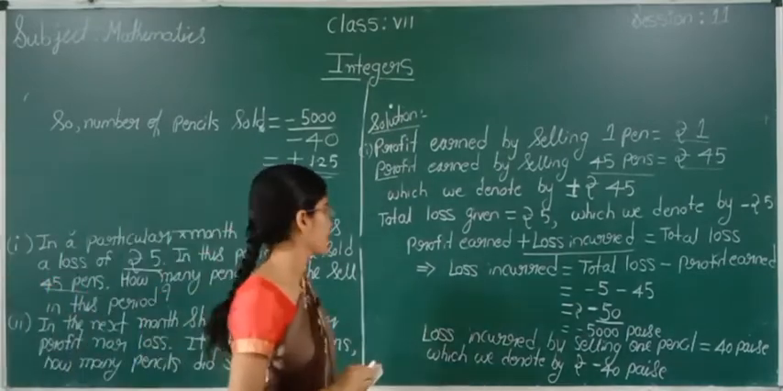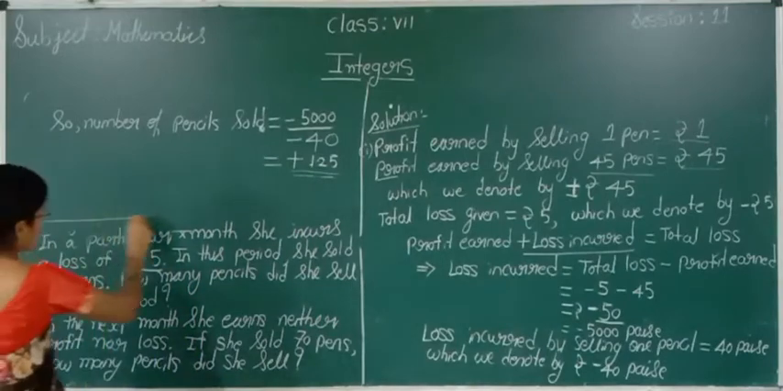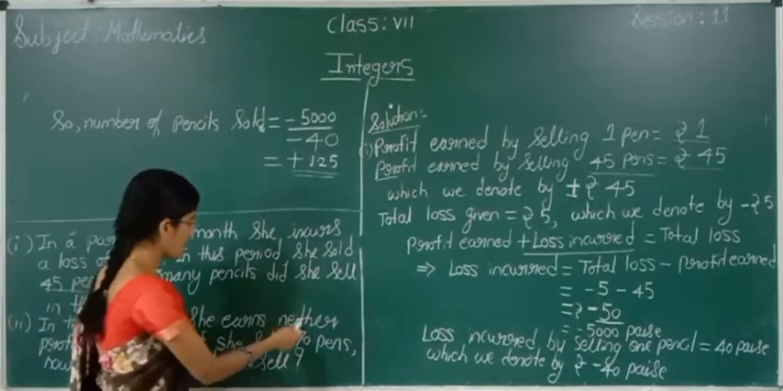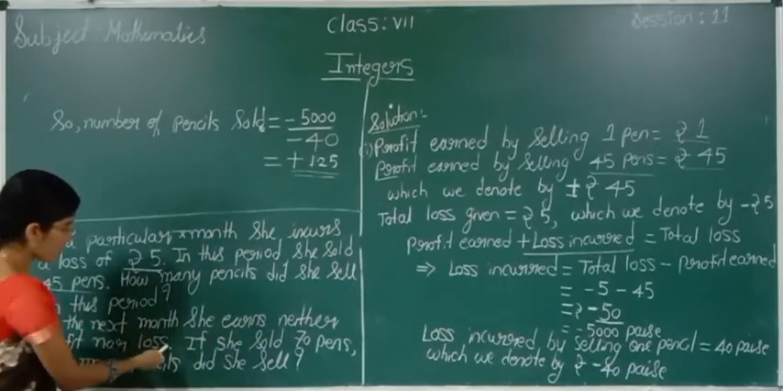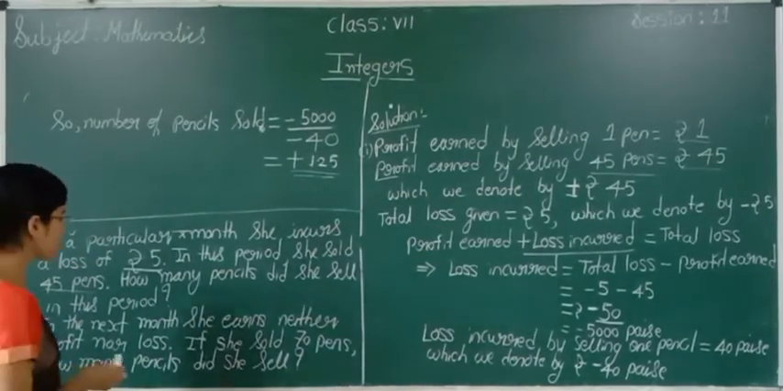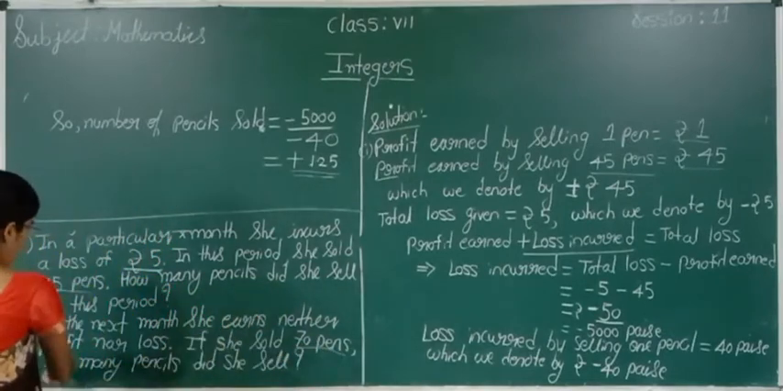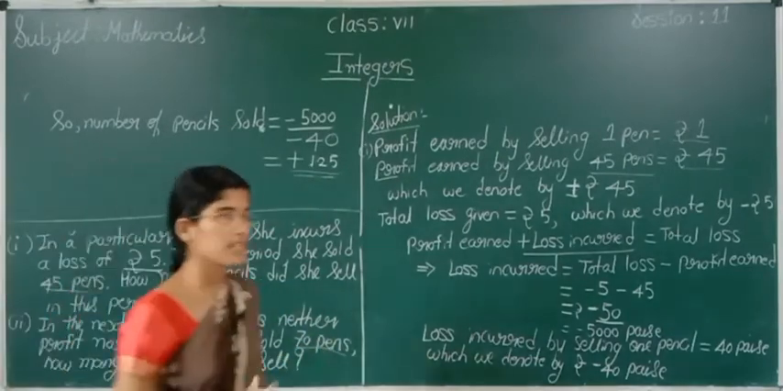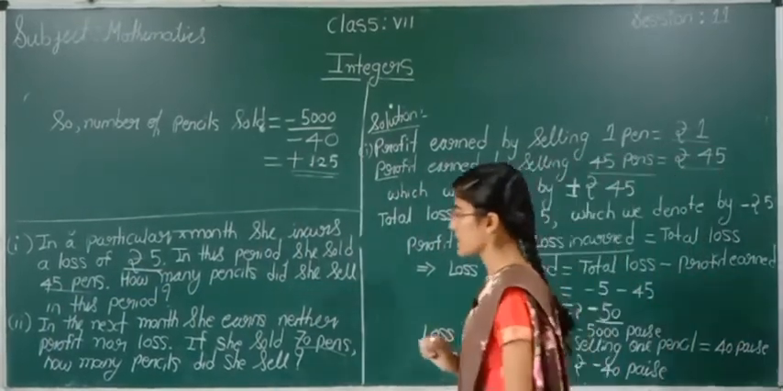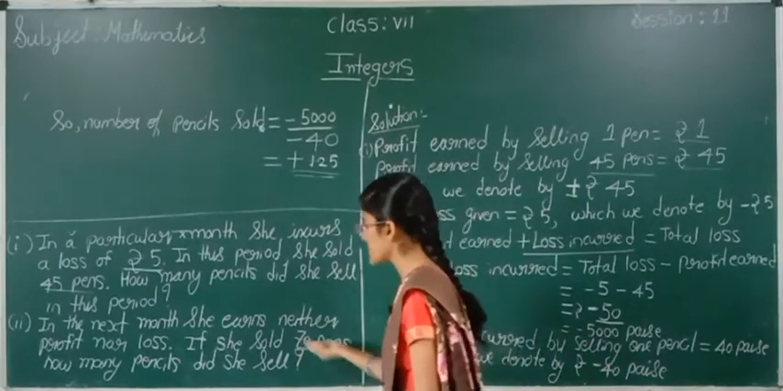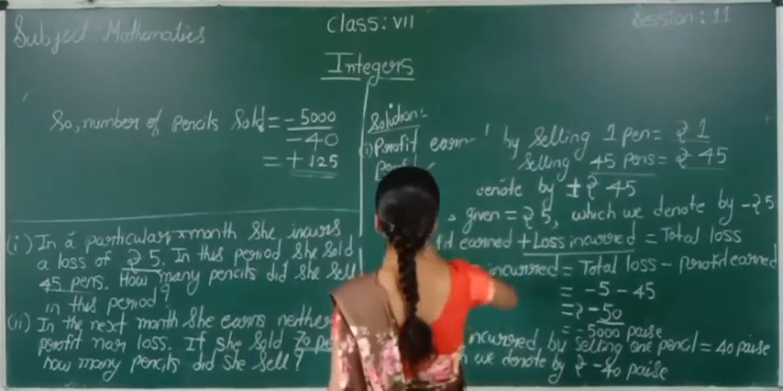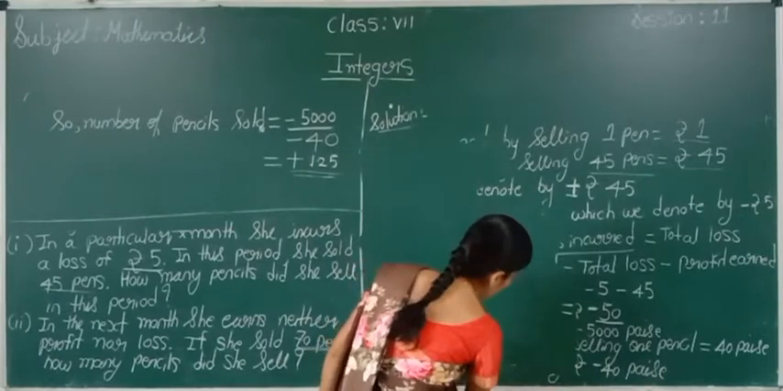So this is the first sub question. So next, see what they have told next. In the next month, she earns neither profit nor loss. Okay, in the next month, no profit, no loss. If she sold 70 pens, how many pencils did she sell? In that case, see, 70 pens they have sold. How many pencils did she sell? We have to find out how many pencils they have sold in the particular month.